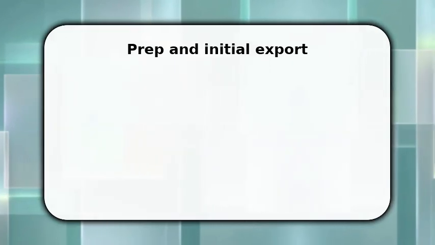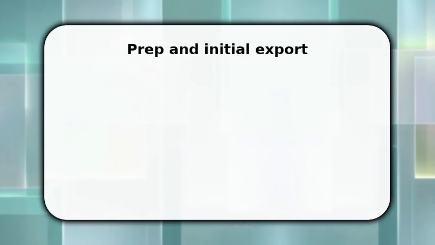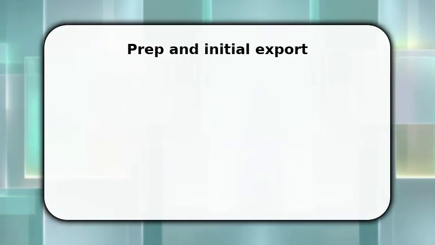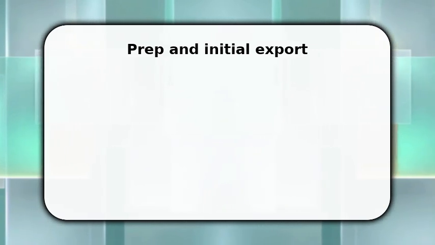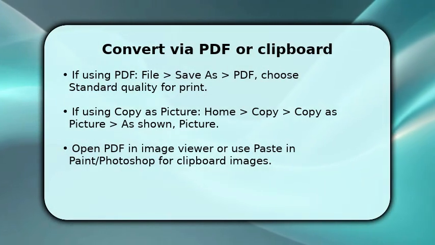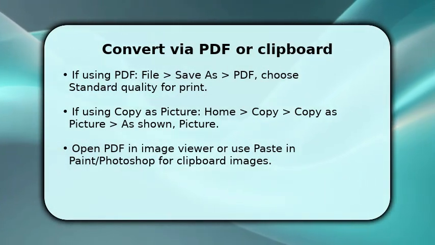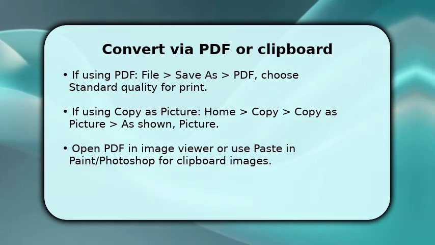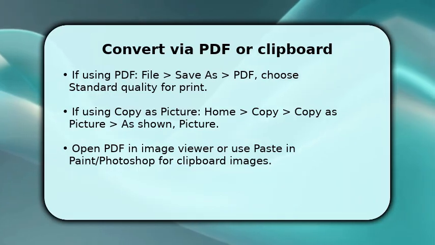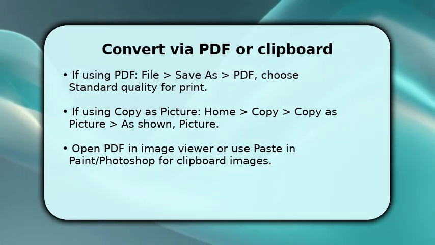Then try Copy as Picture, as shown on screen, for quick capture, or save the sheet as a PDF when you need higher fidelity before converting to an image. Once you have a PDF or a copied image, convert it to JPG. If you saved a PDF, open it in an app like Photos or Preview and export as JPG, picking desired quality to control file size and clarity.